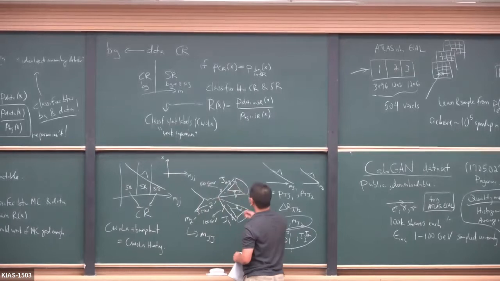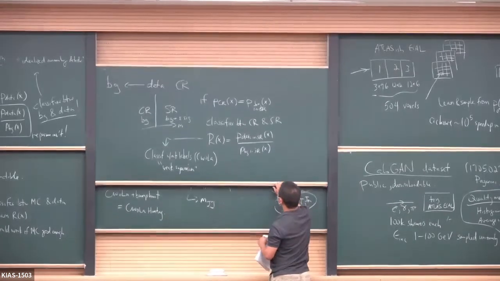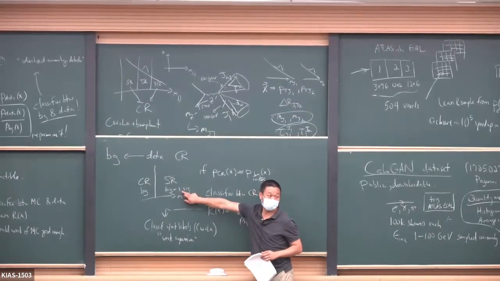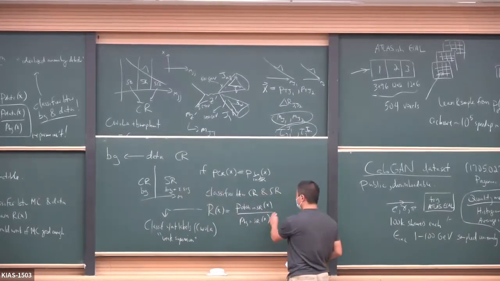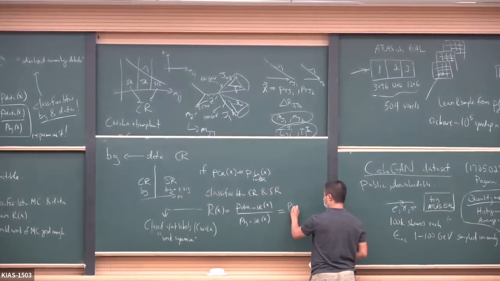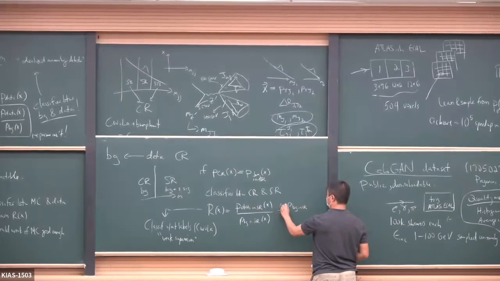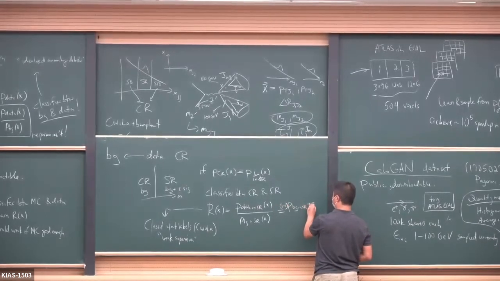Okay, so let's say my situation is like this. Background plus a little bit of signal. Then this is actually equal to P background in the signal region. Maybe 1 minus epsilon to keep things normalized, plus epsilon P signal.